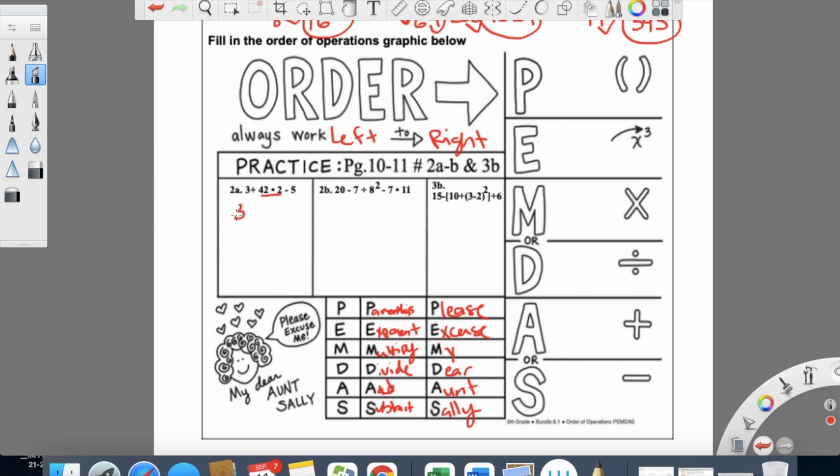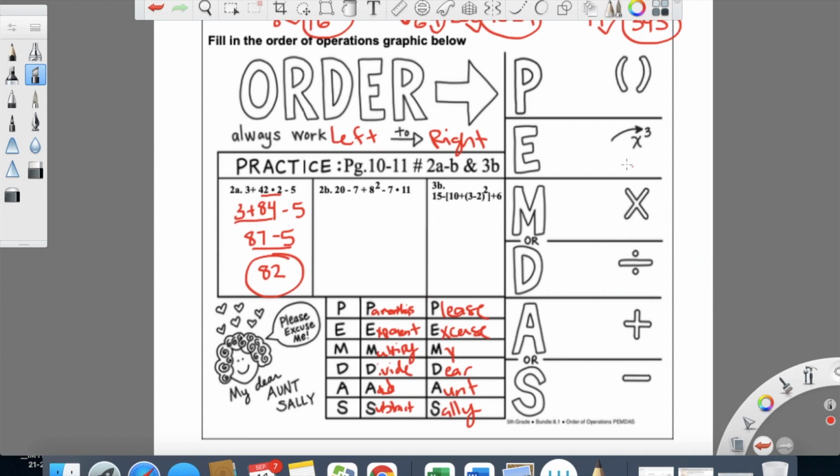So I have 3 plus, we're going to do this multiplication. 42 times 2, I get 84. So I'm just rewriting: 42 times 2 is 84, minus 5. I brought down 3 plus, I brought down minus 5. I haven't done anything with those yet. There is no other multiplication or division, so I'm going to move to addition or subtraction, and I'm going to go from left to right. So 3 plus 84, I'll do this one first. I get 87. So I just added those two together, minus 5. Now I can do these last 2 pieces, and I get 82. So there's my answer.